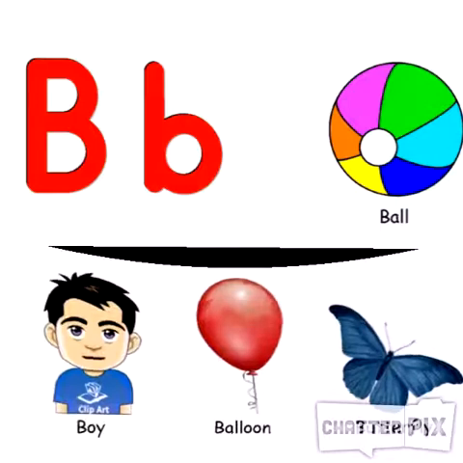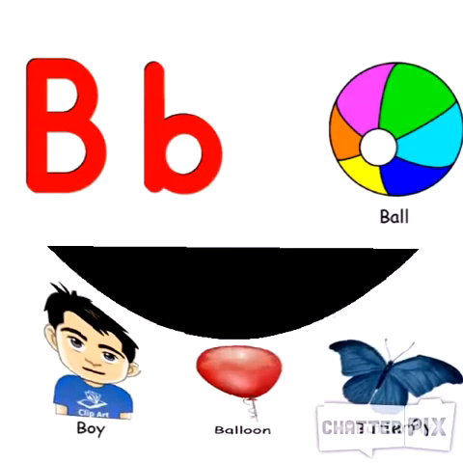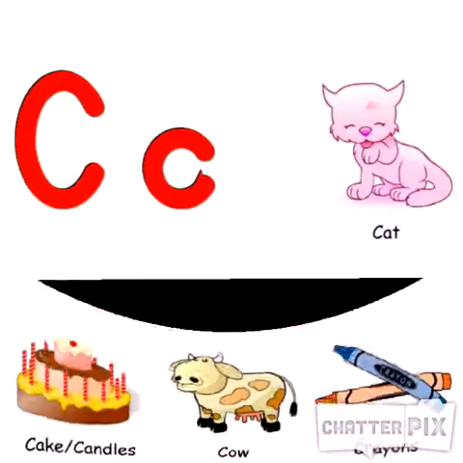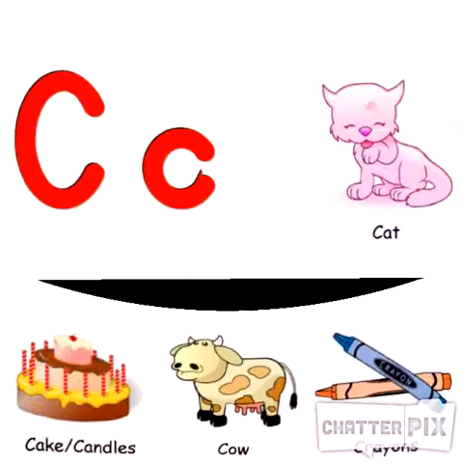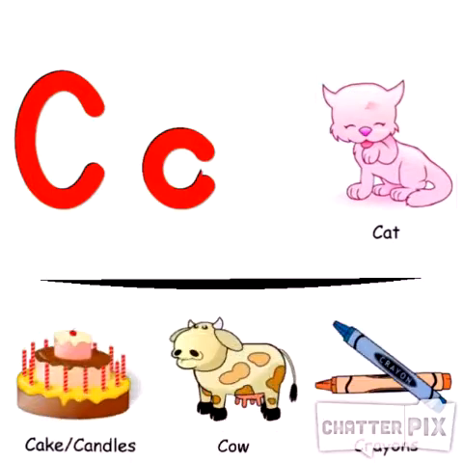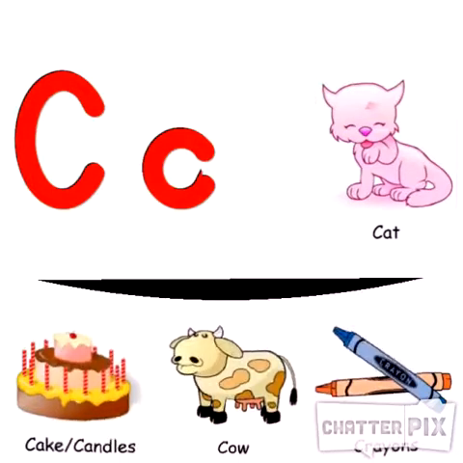B. Ball, B. Boy, B. Balloon, B. Butterfly, B. This is letter C and sound of C is K. K. Cat, K. Candle, K.